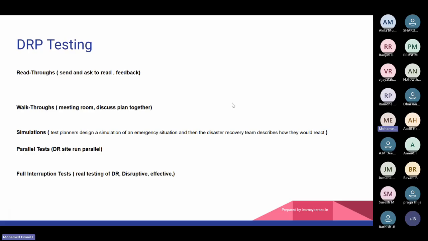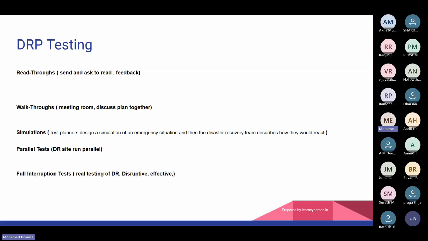So next, DRP testing. This is what I mentioned earlier. We'll cover it later. The moment you prepare the business continuity plan or incident response plan or disaster recovery plan, how do you test that plan? First one is read through. Read through means sending the plan to every team member, asking them to read it and give feedback over email.